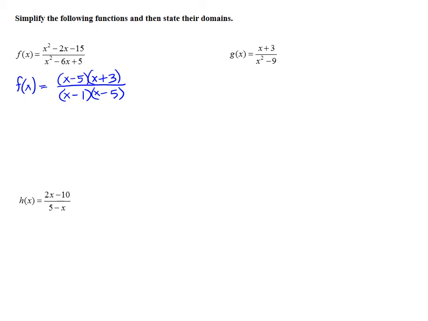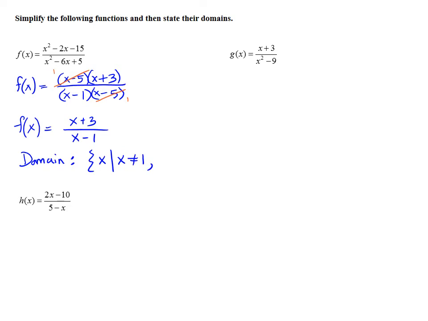Now that we have this factored, we can see that we have a common x minus 5 in both top and bottom. So those cancel, leaving 1. So this function actually simplifies quite a bit. It simplifies to x plus 3 all over x minus 1. Now the domain of a function like this, that is a rational function, it has a denominator, would be all real numbers except values that make the denominator 0. So what we need to exclude here definitely is x equals 1. So we have to say x cannot be equal to 1.